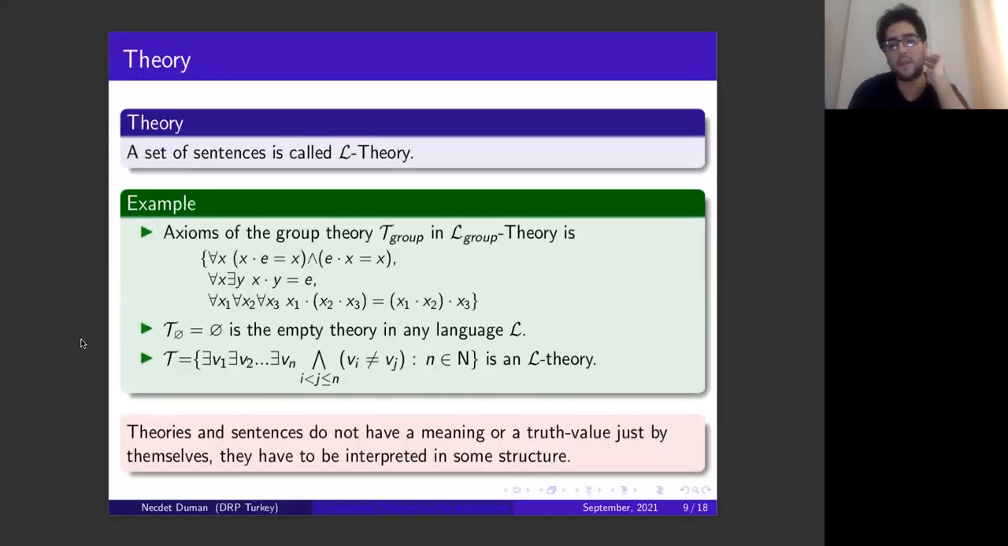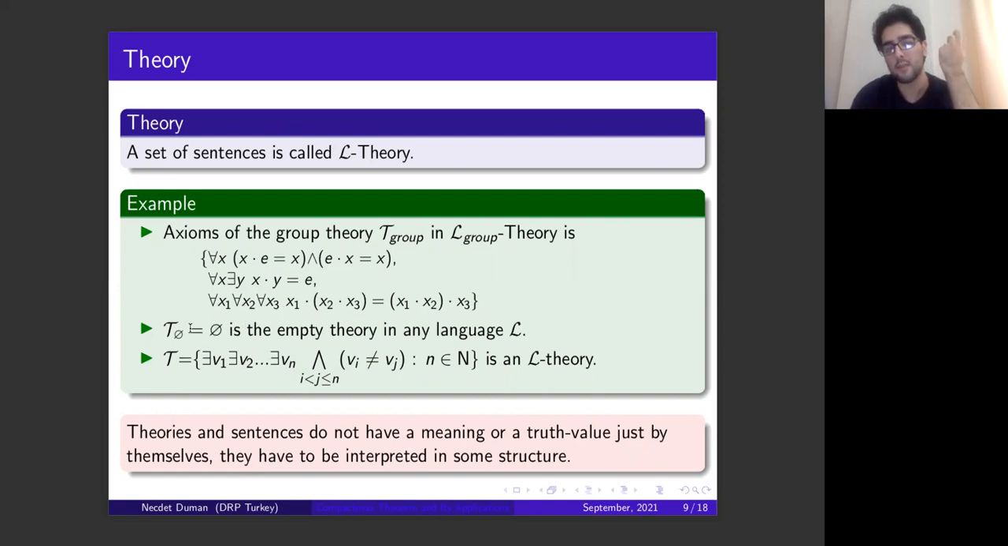So we call any set of sentences a theory. There are some theory examples. The first example is a theory in the group language. It has 3 sentences, 1, 2, 3. First sentence will assert that constant behaves as the identity. Second one will assert that there is an inverse element for every element. And third one will assert that operation is associative.